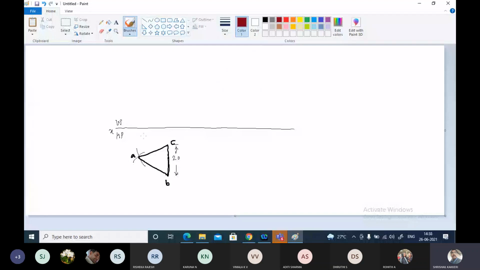Now let me draw a vertical line up, and from here also I'm going to draw the vertical line up. Now this is the front view of the lamina. It is A dash and it is B dash and C dash, in bracket C dash.